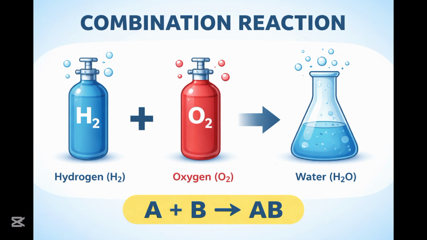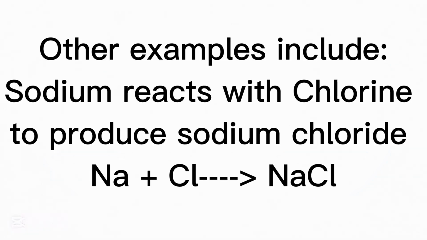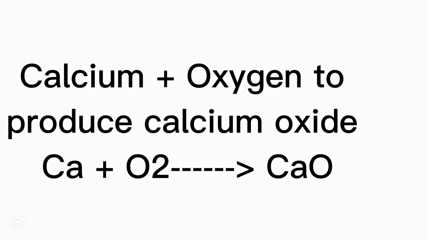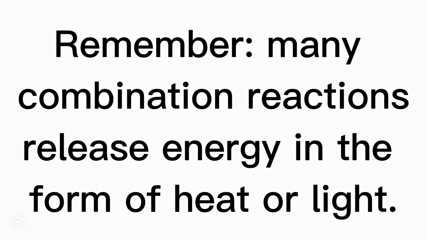Don't be confused by the A plus B gives AB that is there. The A represents hydrogen, the B represents oxygen, and the AB represents water. That's our product that we got from the 2 reactants. Other examples include sodium plus chlorine produces sodium chloride, calcium plus oxygen produces calcium oxide. Remember, many combination reactions release energy in the form of heat or light.